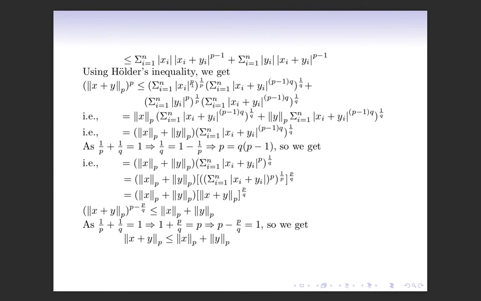So here we note that this term is equal to norm p of x into this term, and here we have this term as norm p of y into this term, and this term is the same in both the expressions. So we can write it common as norm p of x plus norm p of y into summation mod xi plus yi whole to the power p minus 1 into q, and this whole to the power 1 by q.